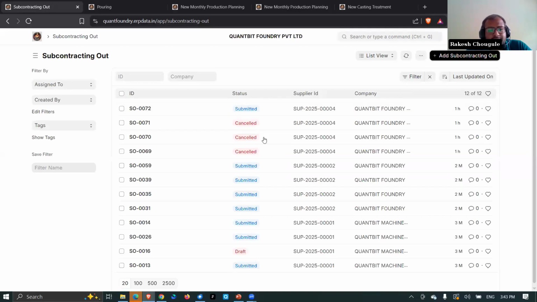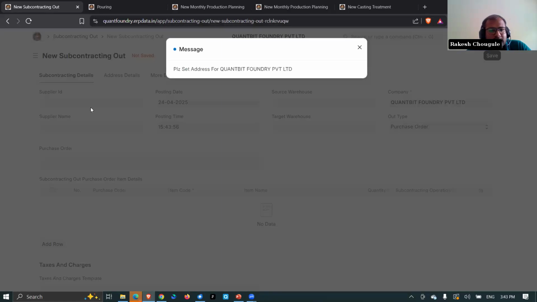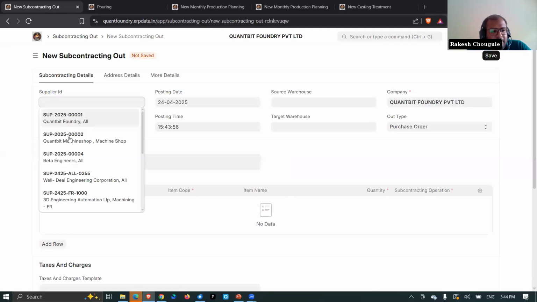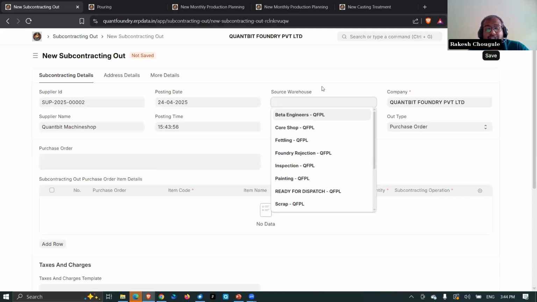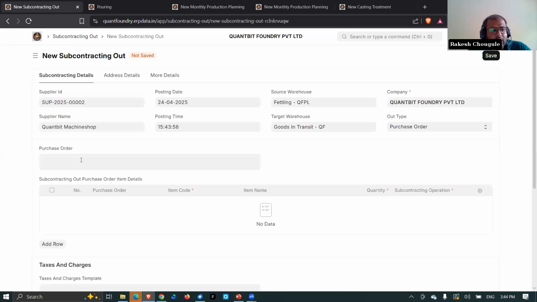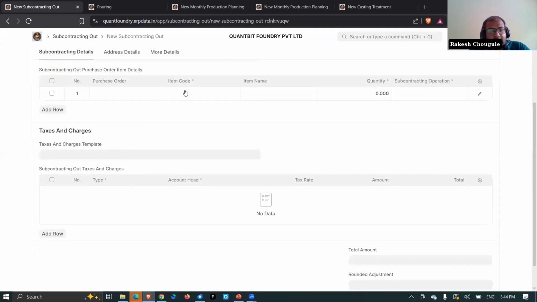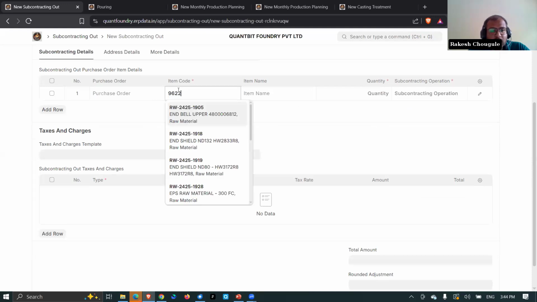in subcontracting out, we have to first select the supplier to whom we are subcontracting, then the source warehouse. Here we select the location from which we have to move our casting, whether it is from inspection, rejection, fettling, or core shop, or from wherever we want to move. So I am moving it from the fettling. Now, we can make the purchase order mandatory; otherwise I will add directly the casting.